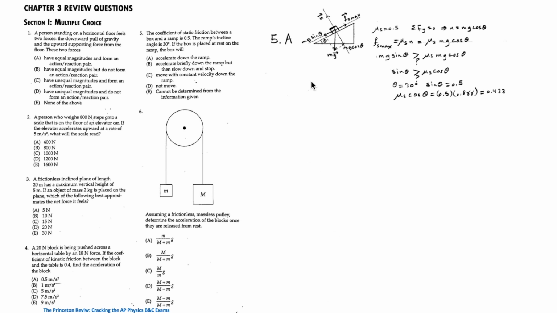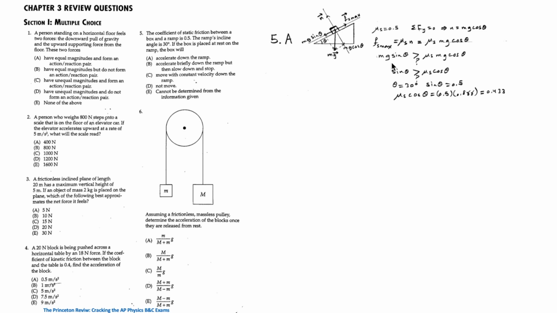So at the verge of slipping, the force down the ramp, which is mg sine theta, will be equal to the maximum static frictional force Fs max, and Fs max is equal to mu s N, so it is equal to mu s mg cosine theta. So if mg sine theta is greater than Fs max, then there will be a net force down the ramp, and the block will accelerate down, okay?